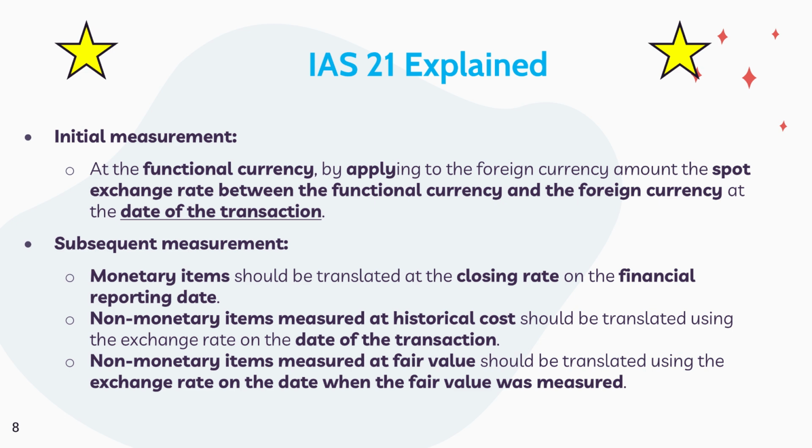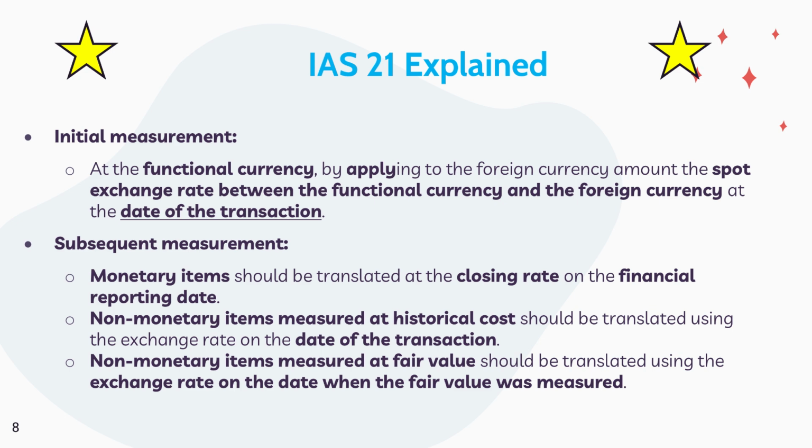So for example, if your functional currency is Canadian and you want to get to the US dollar, then you would figure out what the exchange rate is on that one day, and then you would multiply the two to get your Canadian dollars into US dollars. Subsequently, there are monetary items on the balance sheet that will be translated at the closing rate of the financial reporting date, which is, let's say, December 31st.